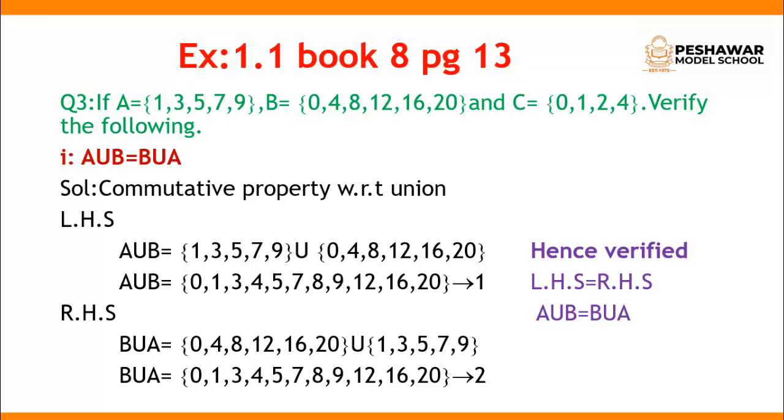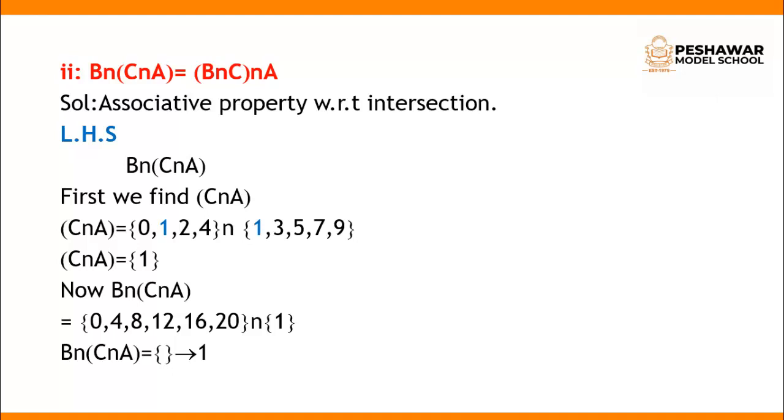Now you have to check whether the left hand side is equal to the right hand side or not. So the answer of the left hand side is 0, 1, 3, 4, 5, 7, 8, 9, 12, 16 and 20. Same is the answer of B union A. Hence it is verified that the left hand side is equal to the right hand side. So A union B is equal to B union A. It is our first law.